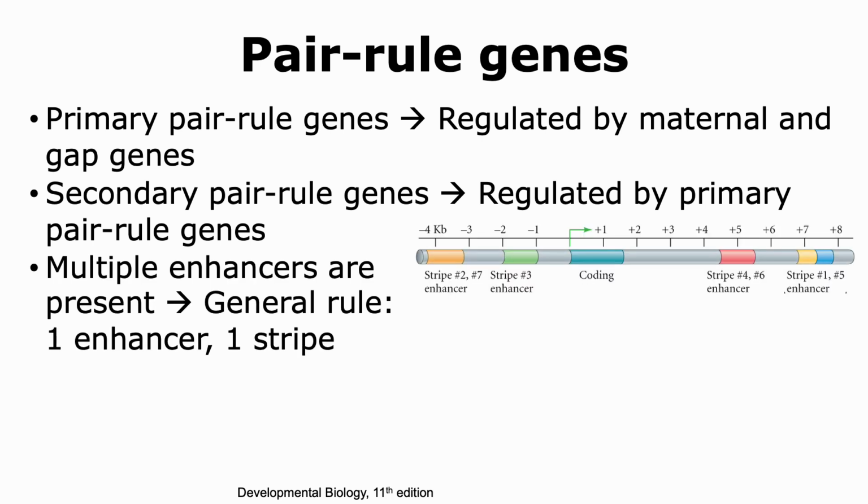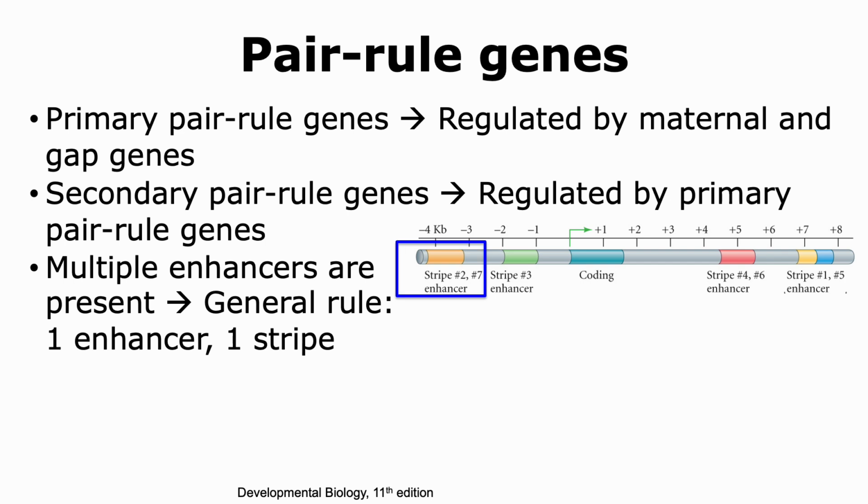Now, when we look at the pair rule genes, they have multiple enhancers. And there is a general rule that states that there will be an enhancer for every stripe that we see in the pair rule gene. So in the figure shown below, we are seeing the gene for one of the pair rule genes, which is even skipped. And the blue in the middle is the coding region. And the other color-coded regions are the enhancers.